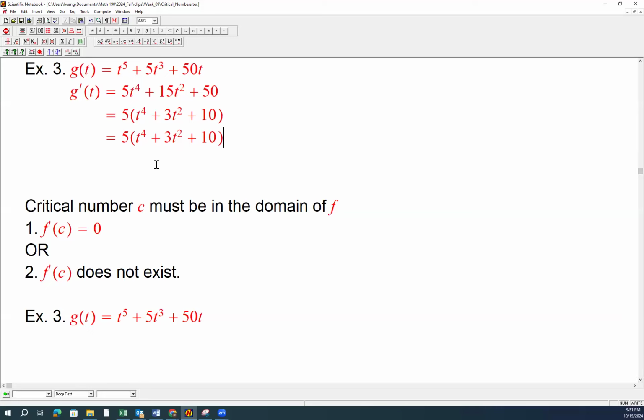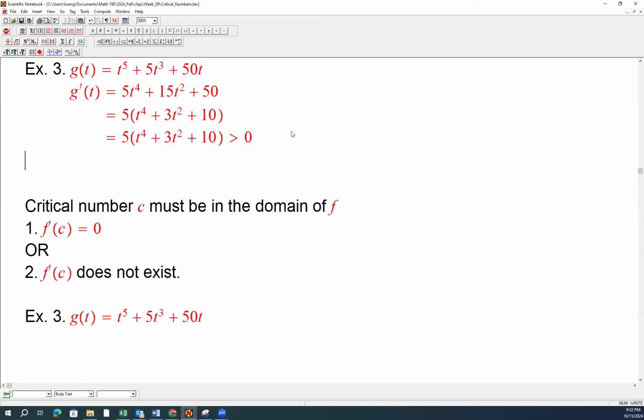Think about it. The domain of the function is all real numbers. T squared is always at least 0. T to the power 4 is also at least 0. So these two pieces are at least 0. And plus 10, that's going to be positive. And times 5 is going to be positive. So this whole thing is never going to be 0. It's positive forever. So that means there's no solution.